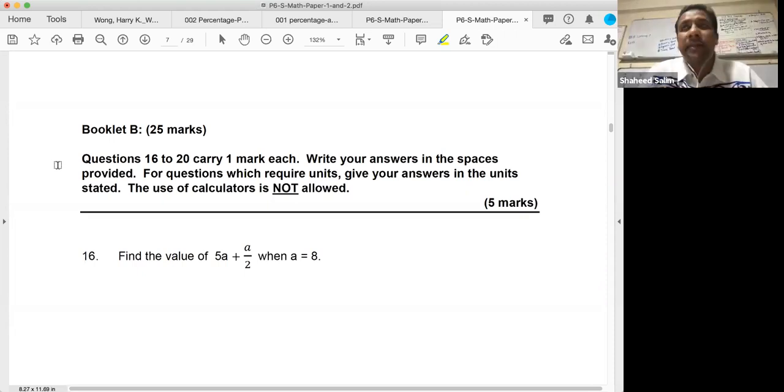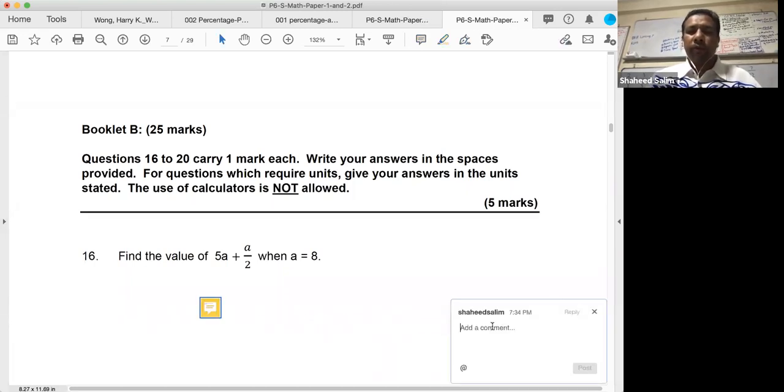44, is it? 44 says Zahira, and the answer is correct. Can the rest get 44? Rahana, can you get 44? Shafika, can you get 44? Okay, we hope you can.